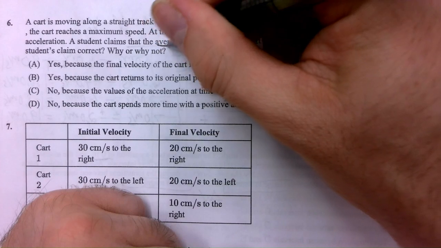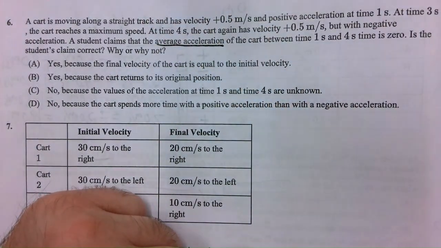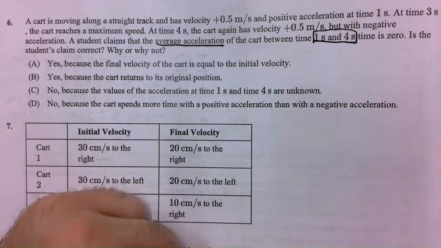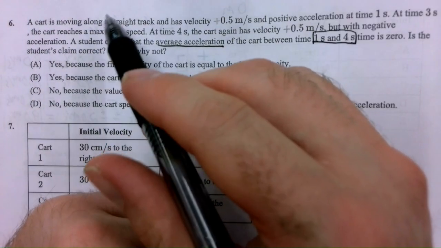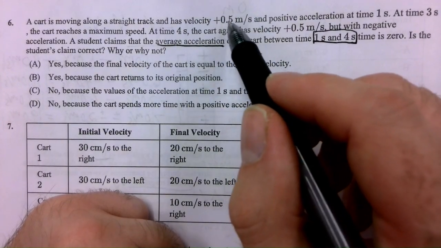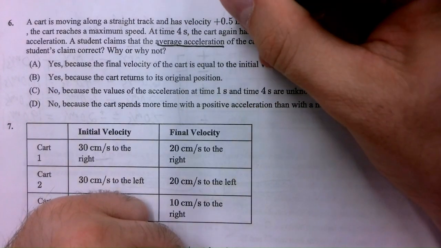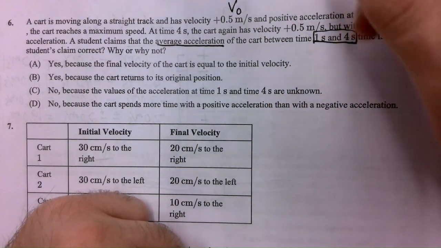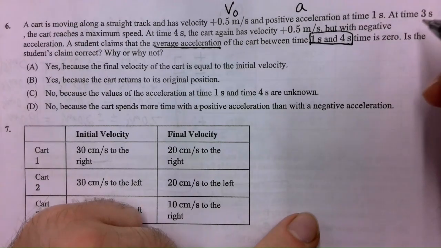Because we're looking for average acceleration during a time interval. And actually, based on this problem, the time interval doesn't even matter. A cart is moving along a straight track and has a velocity of positive 0.5 meters per second. So it's going to be our initial velocity. And a positive acceleration at time 1.